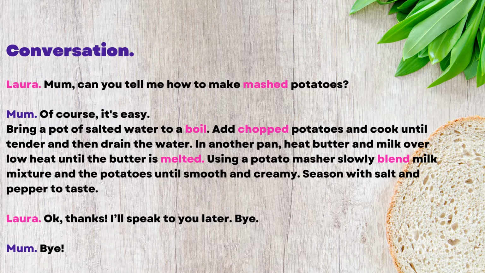Conversation. Mum, can you tell me how to make mashed potatoes? Of course, it's easy. Bring a pot of salted water to a boil. Add chopped potatoes and cook until tender and then drain the water. In another pan, heat butter and milk over low heat until the butter is melted. Using a potato masher, slowly blend milk mixture and the potatoes until smooth and creamy. Season with salt and pepper to taste.